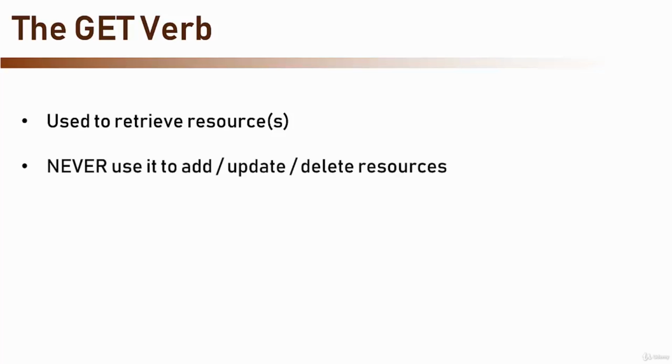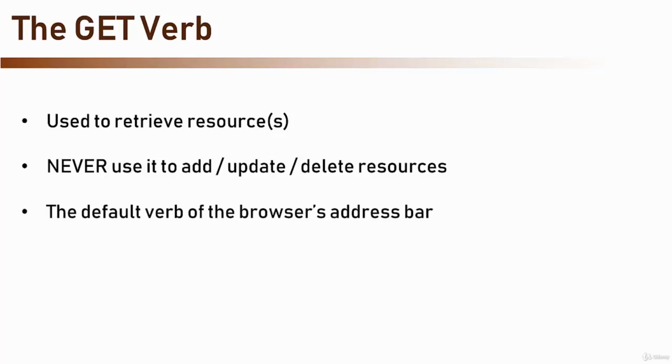So, the GET verb. As we mentioned earlier, GET is used to retrieve resources, which means you should never use it to add or update or delete resources. It should be used only for retrieval. Now, it might retrieve a single resource or many resources, or not at all if no resource is found according to the parameters. But again, you should never use it for any other types of actions.